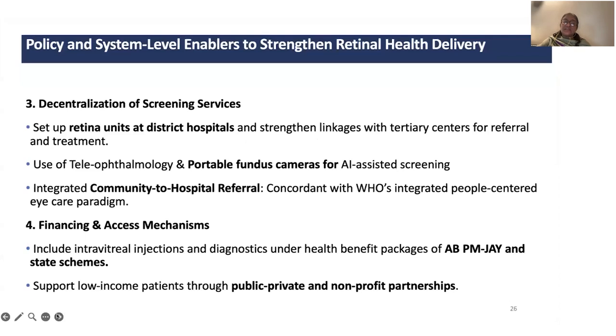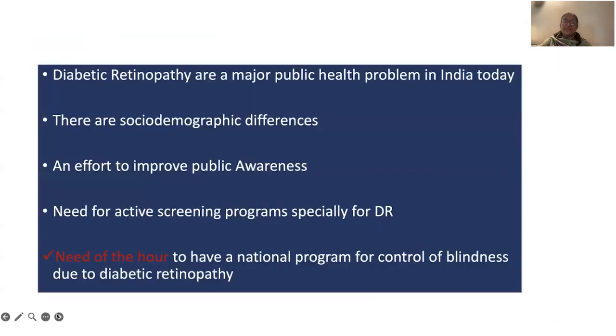There surely needs to be a decentralization of screening services by using portable fundus cameras and community-to-hospital referrals. As far as cost is concerned, it is an expensive treatment, so we have to start talking to Ayushman Bharat and NHA so that they include certain more facilities for managing patients with diabetic retinopathy. VRSI is really pursuing Ayushman Bharat to include intravitreal injection coverage. We also need to support low-income patients through public, private, and non-profit partnerships.